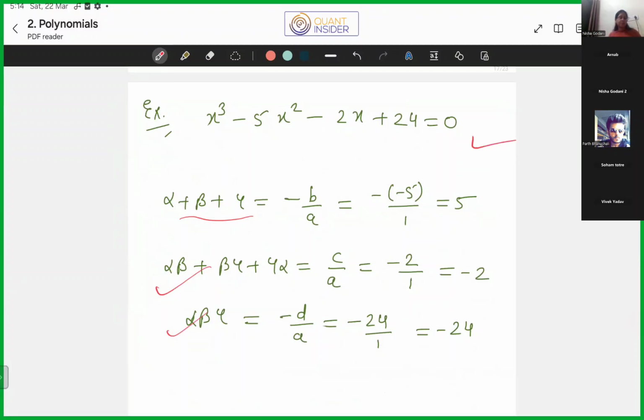So it is very easy. You have a equal to 1, b equal to minus 5, c equal to minus 2, and d equal to 24. Substituting all of these in the formulas, you have the values. Is that okay to everyone?